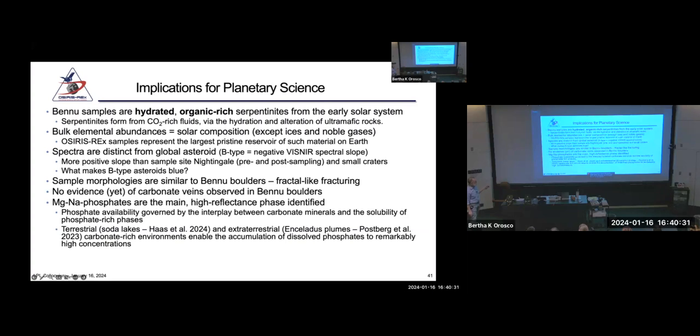So there's still the outstanding question, what makes B-type asteroids blue? What is changing the red to the blue? Is it the phosphate? Maybe. We've still got work to do there.